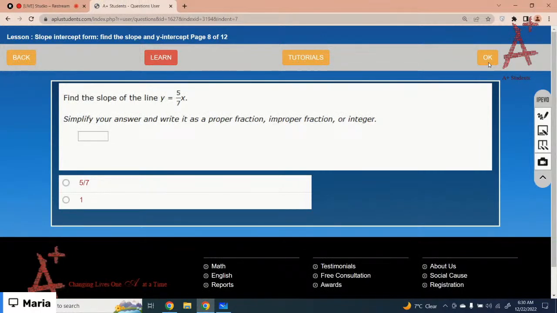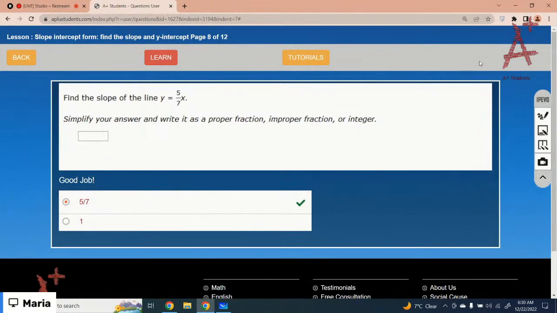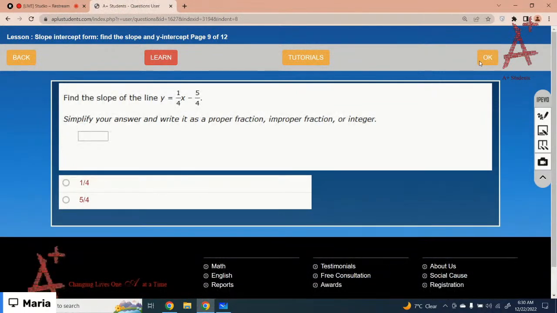Find the slope of the line y equals 5 by 7x. So slope is 5 over 7. Got it? So select the correct option, then click on the OK button. Find the slope of the line y equals 1 by 4x minus 5 over 4. So the slope is, yes, it is 1 over 4.